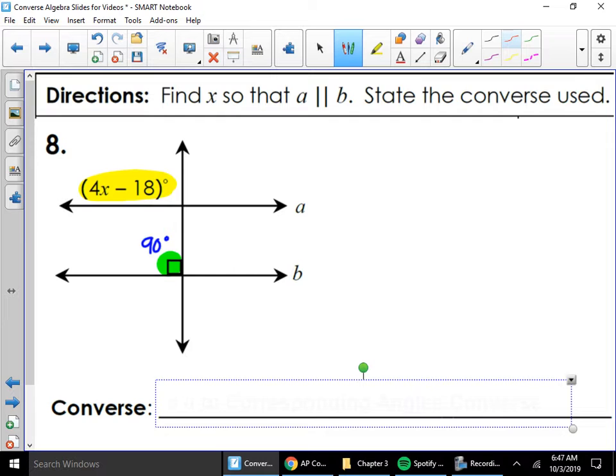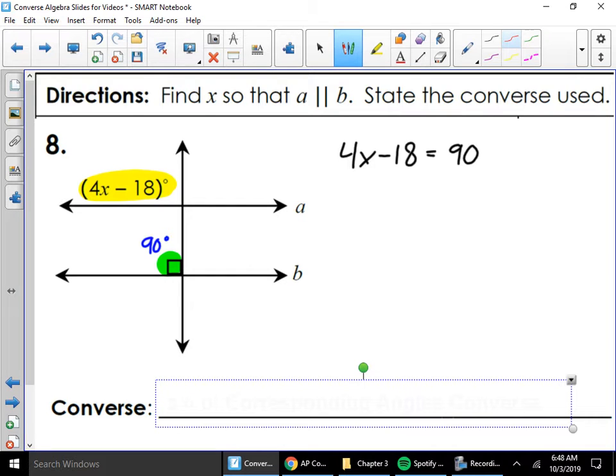So 4x minus 18 needs to equal 90 in order for lines A and B to be parallel. Again, knowing what that symbol means in a diagram is going to help you out as we move forward in this course. So that's an important tick mark to know, that little square mark in that corner there. So we have a 90-degree angle.